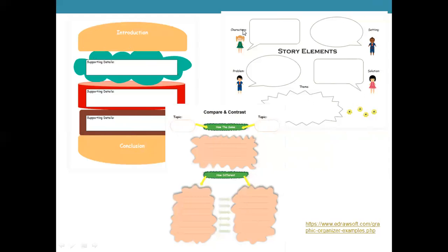Or story elements of character, setting, problem, solution, and theme. Can they propose a story, like a narrative type story, where instead of actually writing the story, they're just jotting down their ideas into this organizer to show that they understand these different elements of creating a story.